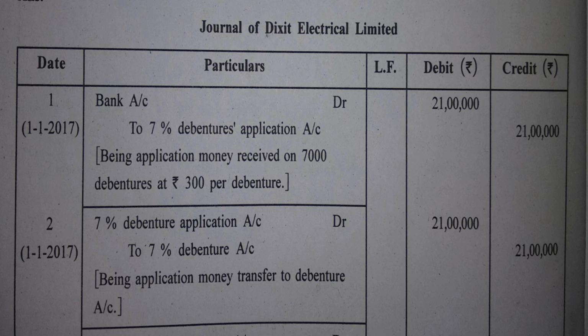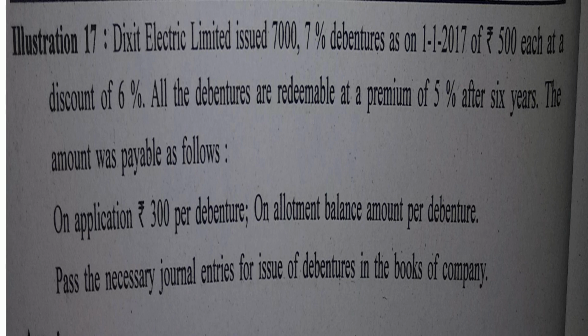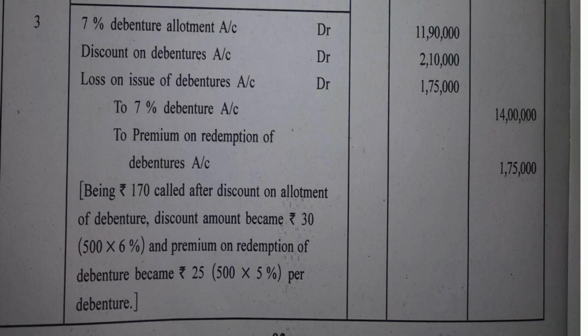Then comes the turn of allotment. How much amount is to be called up with allotment? 170 rupees only. Out of 500, 300 with application, so 200 should be with allotment. But out of 200, 30 rupees is of discount. So 7% debenture allotment account debit. The number of debentures issued is 7,000. So 7,000 into 170 rupees, 11,90,000 rupees.